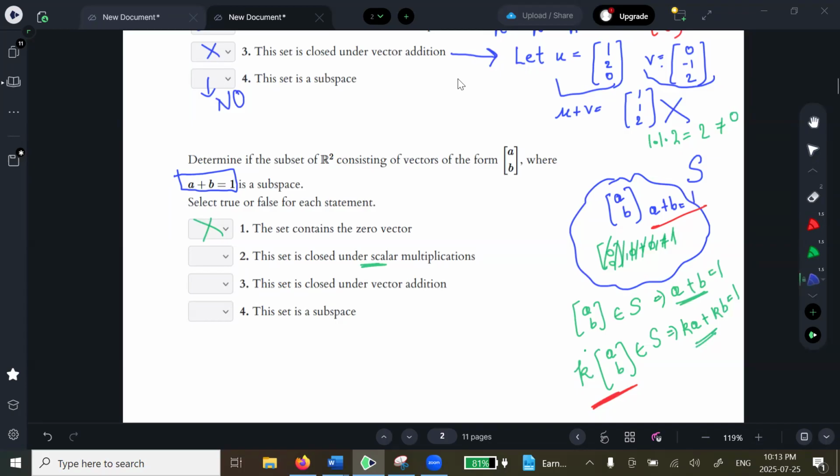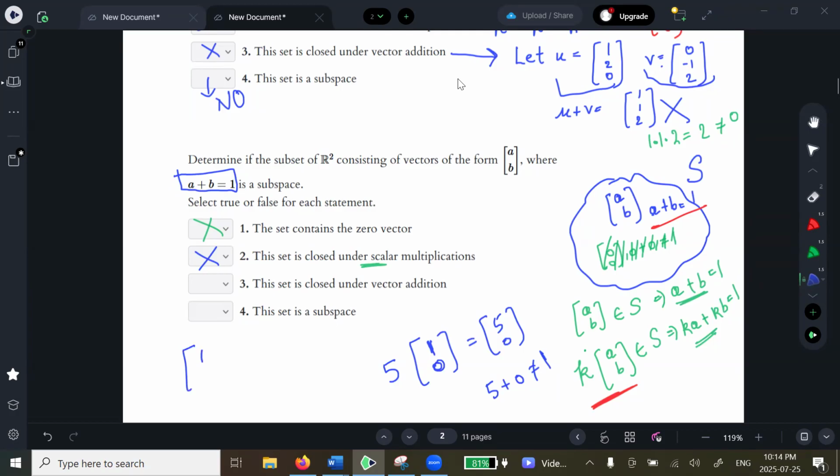Pick any vector, any numbers you pick. Say (1, 0), and I say 5 is the scalar multiple. I get (5, 0). Well, clearly 5 plus 0 is not 1, right? Although (1, 0) was in the set because 1 plus 0 gives me 1, the scalar multiple is not there. It's not closed, right?